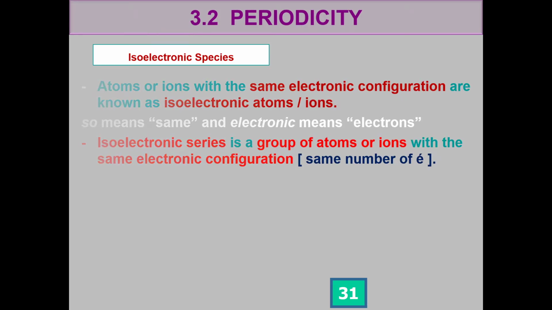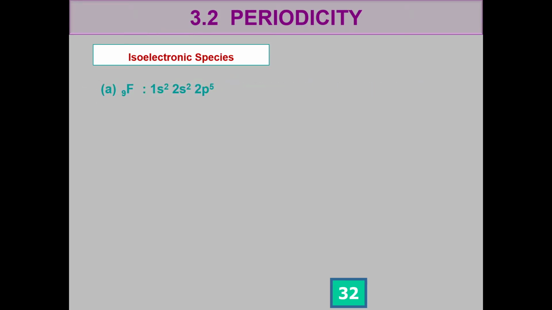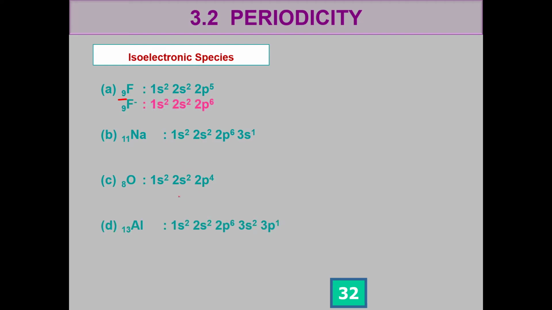Okay, so let's see this. Fluorine. Okay, fluorine ada 9 electrons. Alright, so it has 9 electrons, and bila kita susun the electronic configuration, it is like this. Okay, sodium ada 11, kita susun dapat macam ni. And oxygen kita susun ada 8 macam ni. And aluminium macam ni.